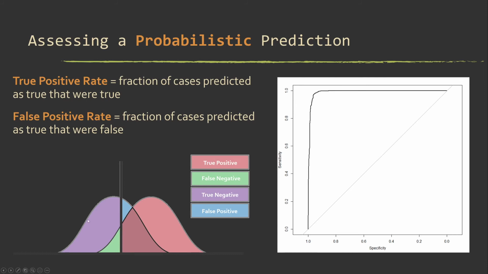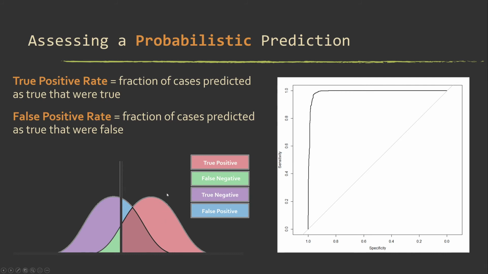And then for the other curve, which is the negative curve here, the false positives are going to be everything in that curve that was predicted to be positive when it was actually negative. And then the purple area here was predicted to be negative when it actually was negative, so true negative. So I hope you can see how we can take these probability distributions for the two groups, the negatives and the positives, pick a threshold, and then get counts of true positive, true negative, false negative, and false positive samples.